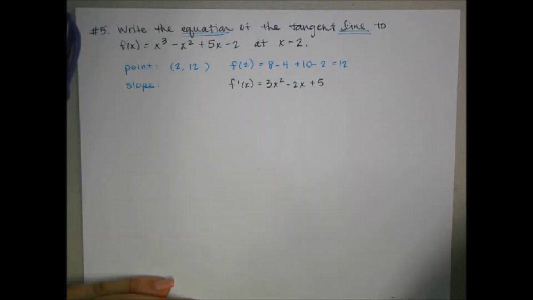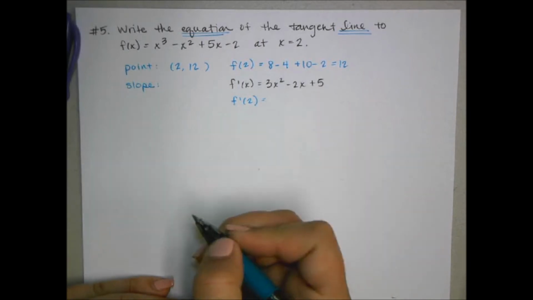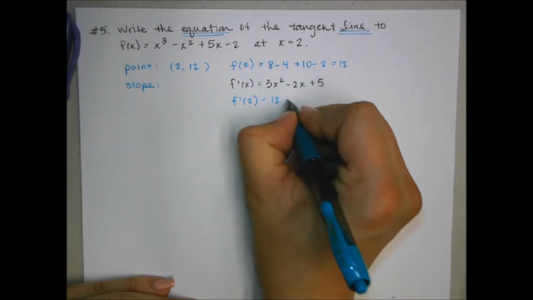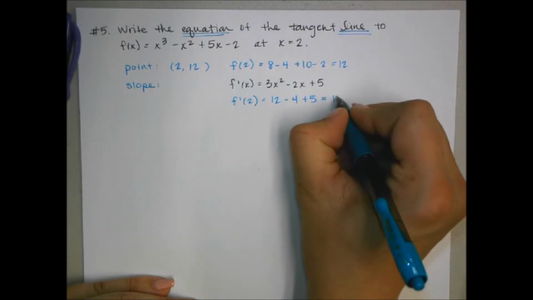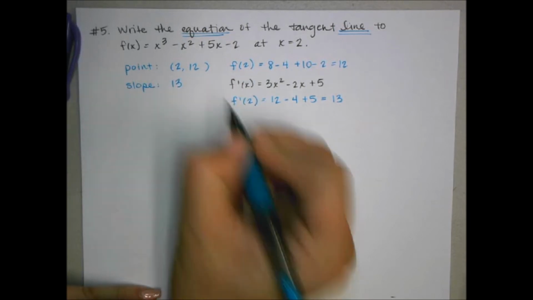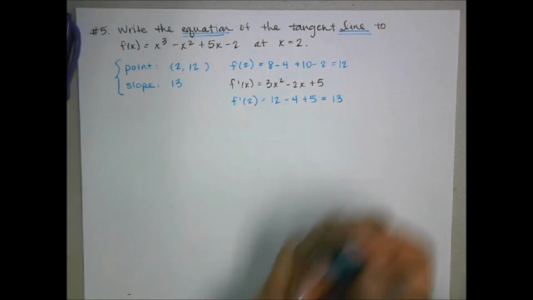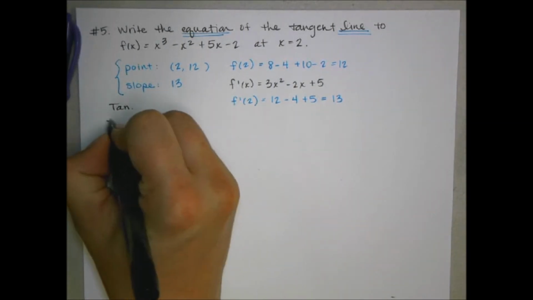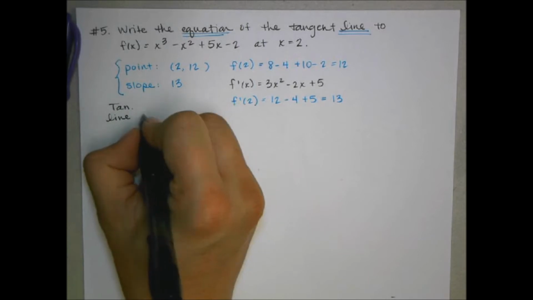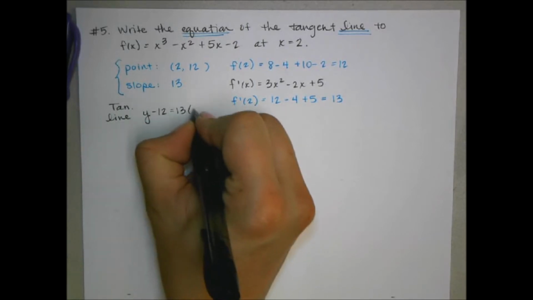The derivative is the slope of the line. So f prime of 2 is going to give us 12 minus 4 plus 5, which is 13. We have a slope of 13. So all we need is the point and slope, and we can write our equation. So our tangent line here is y minus 12 is equal to 13 times x minus 2.